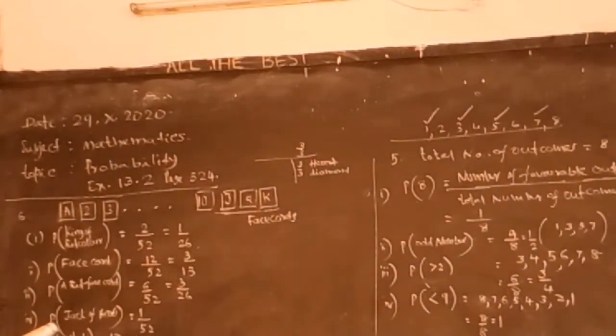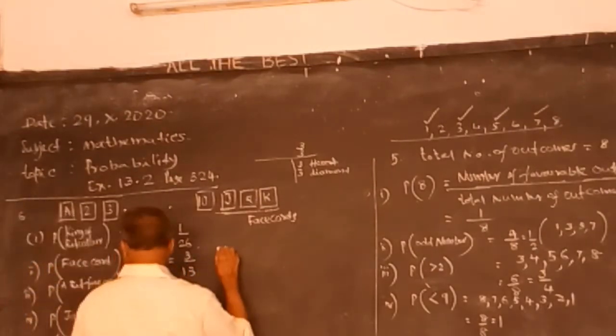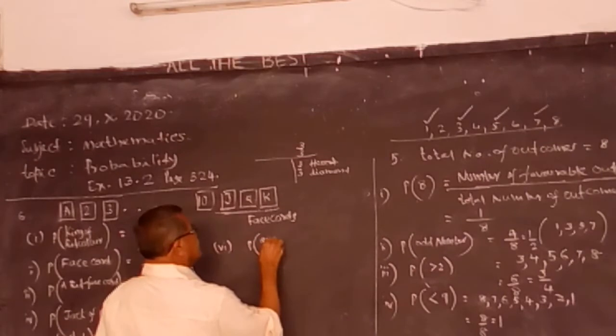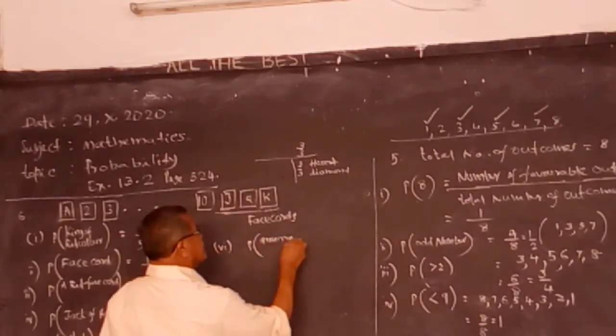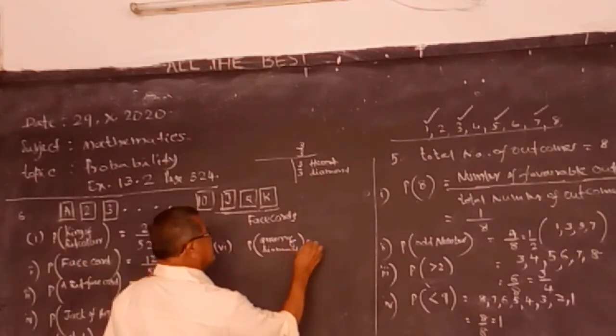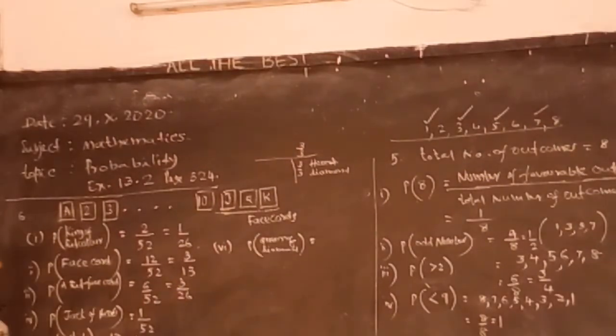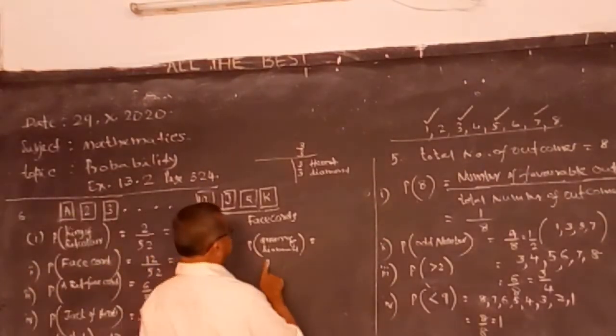Sixth, a queen of diamond. Probability of queen of diamond. Only one queen card from diamond. So we get only one queen.